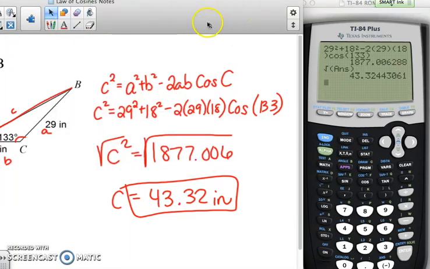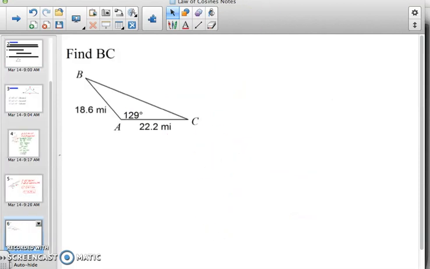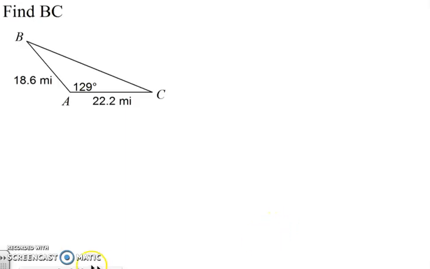So when you are looking for a length and you know the two sides and the included angle, it's not that much work because you can type it on the calculator. Cool? All right, why don't you guys try this one on your own? Lucky you, you only have to find a side. So press pause and try it on your own.